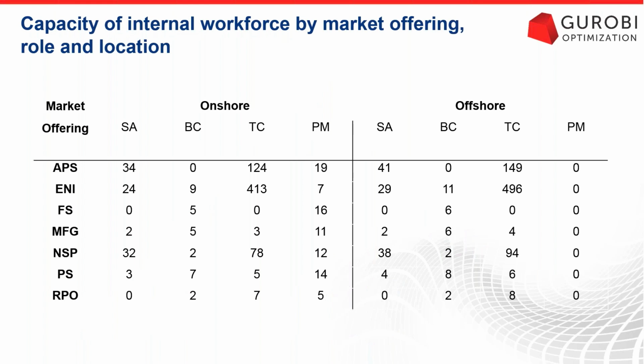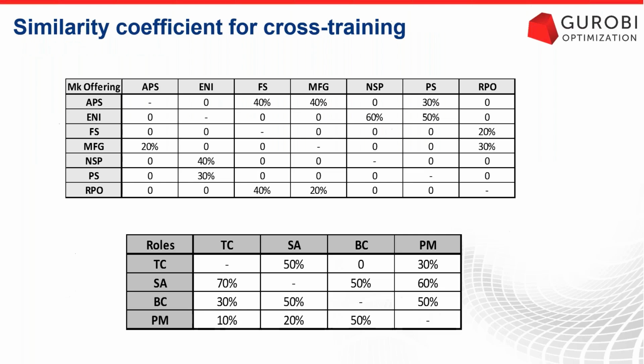And we have data on the capacity of the internal workforce of the company by market offering, by role and location, and the similarity coefficient for cross-training, that is our phi ij. And here I want to point out that these phi ij values can be obtained by some predictive analytics using either the traditional statistical predictive methods or some more recent technique such as machine learning. But these numbers can be highly firm dependent as well.